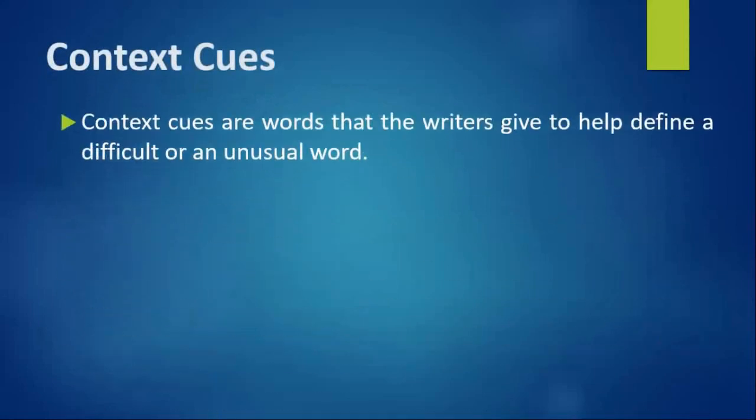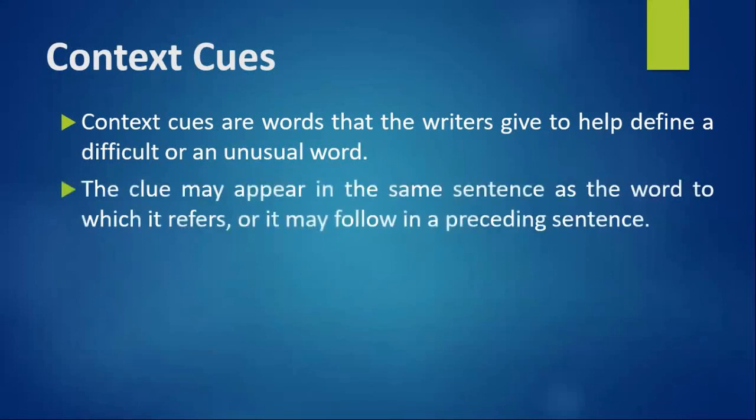Now, what are context cues? Basically, context cues are words that the writers give to help define a difficult or an unusual word. The clue may appear in the same sentence as the word to which it refers, or it may follow in a preceding sentence. So, whenever you're reading a novel or a chapter of a book and you find a new word, most chances are that you would either Google it or pick up a dictionary, and you will try to find out the meaning.